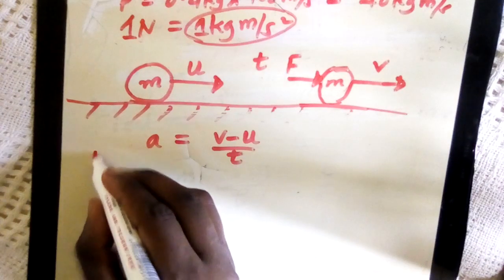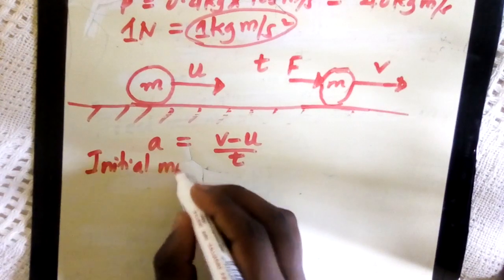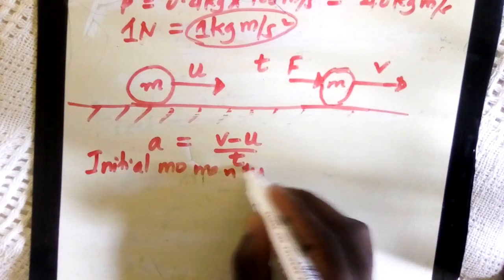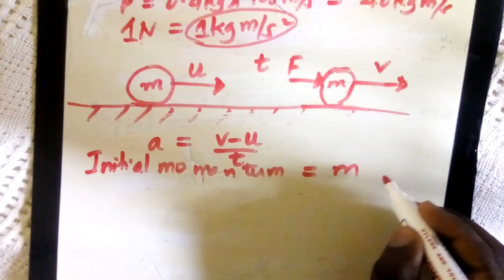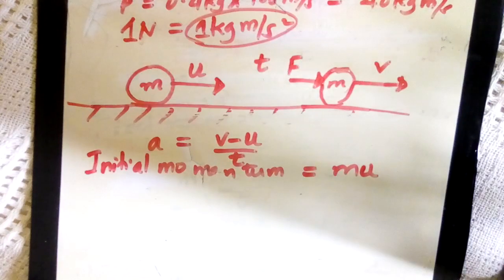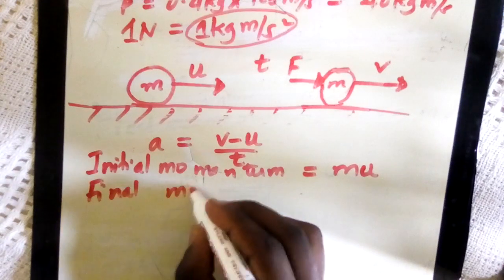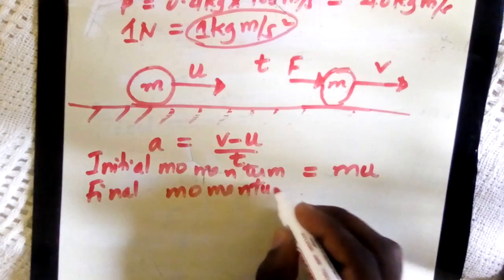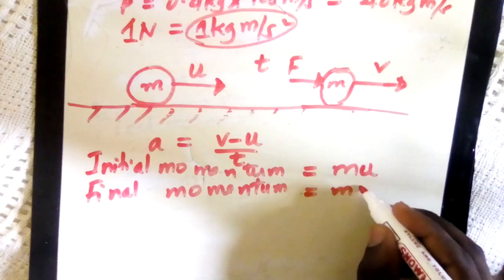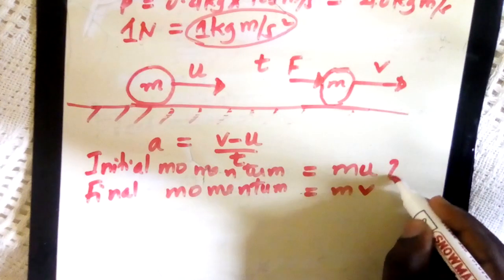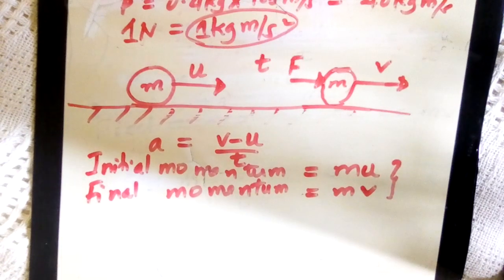The initial momentum of this body is given by the product of its mass and its initial velocity, whereas its final momentum is given by the product of its mass and its final velocity. I think at this point we are together.